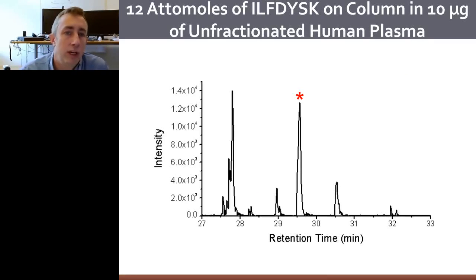So here's a case where it says 12 attomoles of that peptide on column, in 10 micrograms, 1 fraction of human plasma, and we're still able to detect it. And these other peaks on the side, it's sort of like an antibody Western blot that's being done at very low abundances. You're going to get some lack of specificity when you're trying to push the limits of sensitivity. But still, this is at the bottom end of what we detected.